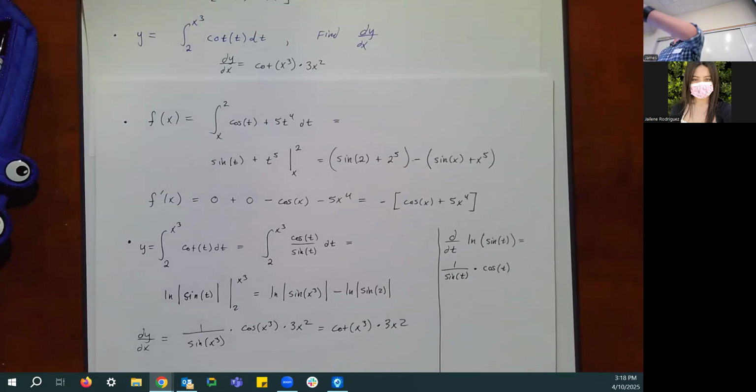So there's a way to find the antiderivative of cotangent, which we might actually get to at the end of class today, but I was just giving it to you there. So yes, there is a process for that, which we will get into. Yeah, I guess today. Other questions? Okay.